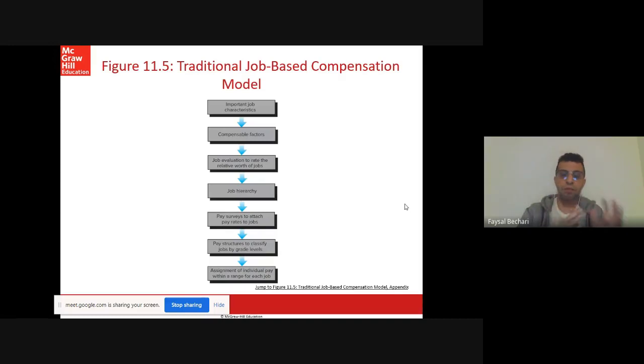We'll talk about the pay structures and how it's done and how much you put on the scale. For example, how much you put as salary, how much as compensation, how much as other benefits. These are all issues involved in the pay structure. And then the assignment of individual pay within a range for each. So if you take the individual and see what percentage of this work he's doing, this also affects the salaries.